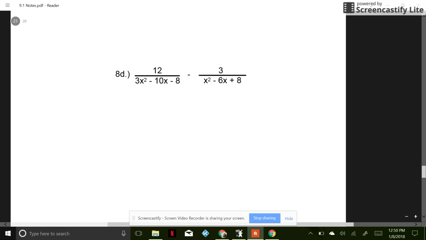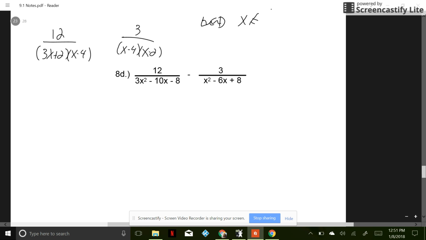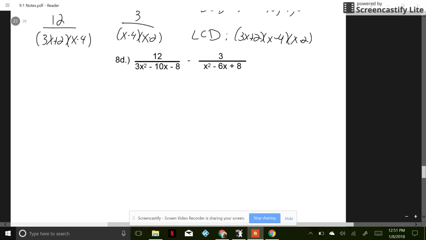And then working through one more of these, same story. So we factor our denominator. Here we've got 12 over, we'll have 3x plus 2 and x minus 4. And then 3 over x minus 4, x minus 2. So let's do our excluded values first. X can't be negative 2/3, 4, or 2. And our LCD will be the 3x plus 2, x minus 4, x minus 2.